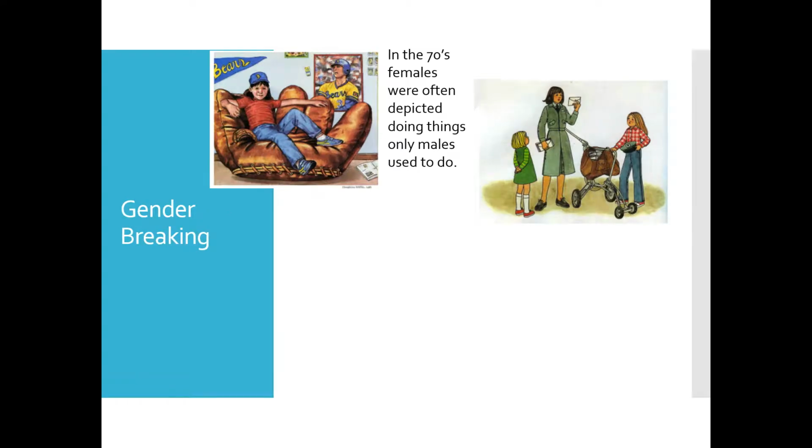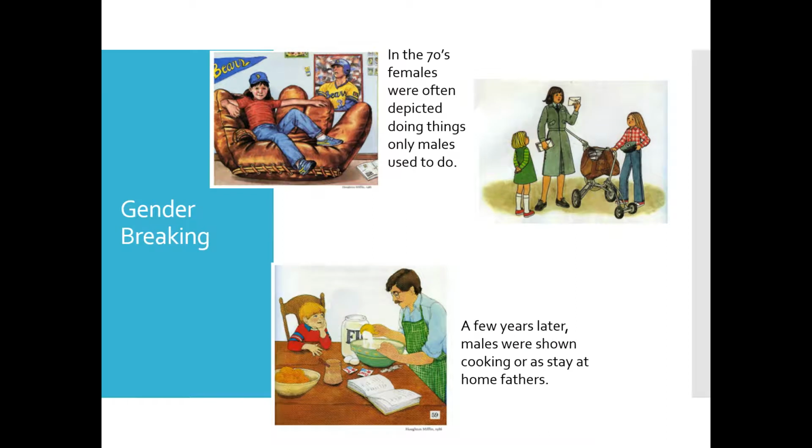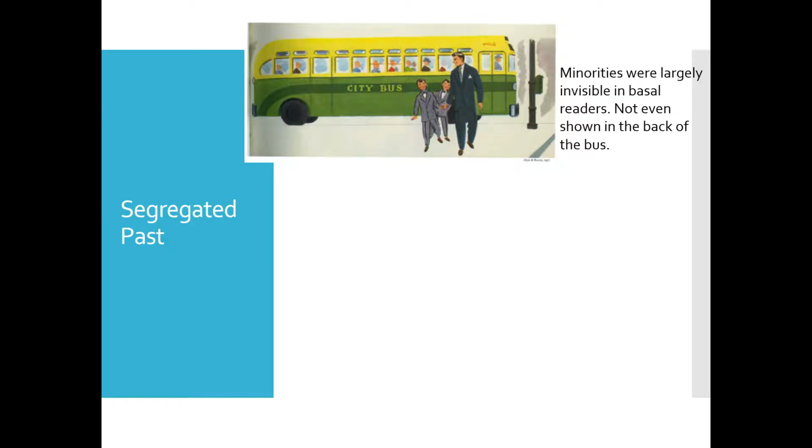Later, gender roles began to mimic more of what was seen in culture, like girls playing baseball, or women having jobs, or men staying home and cooking dinner. Segregation was actually apparent in Basal readers. As you can see in the picture, it's a city bus with only common-looking people. There is no diversity other than color of clothes in that picture and what you would see as people on the bus.